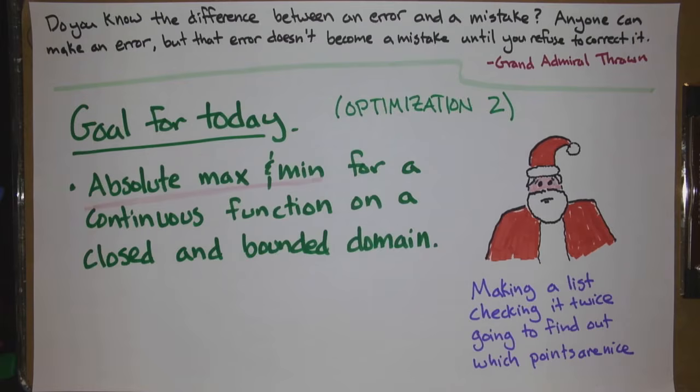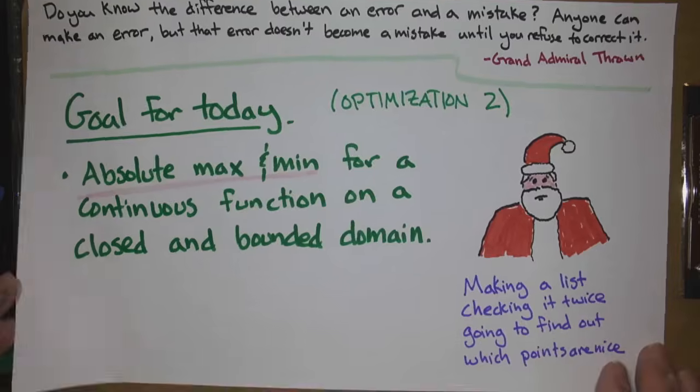There's a song that goes, "We're making a list and checking it twice. Gonna find out which points are nice. Absolute max and min are found." Right? That's the goal. So the whole spirit of today is we're making a list. And then we're going to check it. And then we're going to find out which points are nice. That's where we're going.